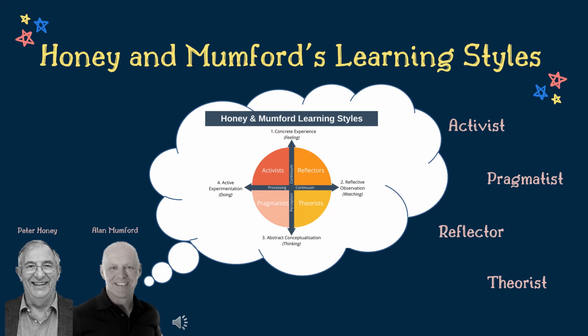So for activists, they prefer to do lots of action and new experiences. And when it comes to reflectors, they do observations and they think before they act, a particular approach. And theorists are good at making connections and abstracting ideas from experience. And they look into rationality and logic. And they analyze situations and then generalize things. And for pragmatists, they practice and implement the things they learned and they practically apply those learned things.